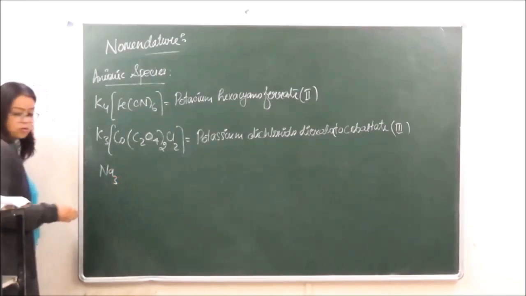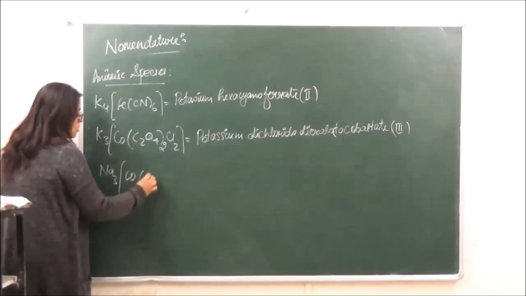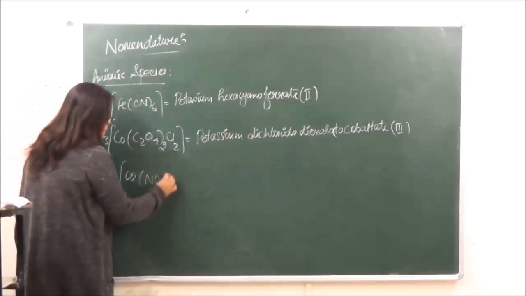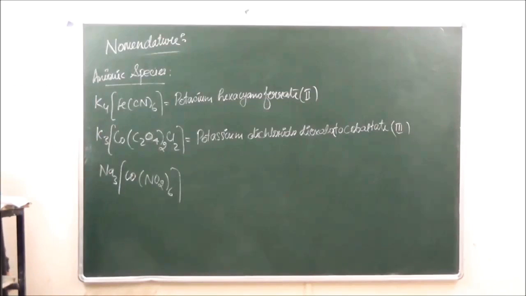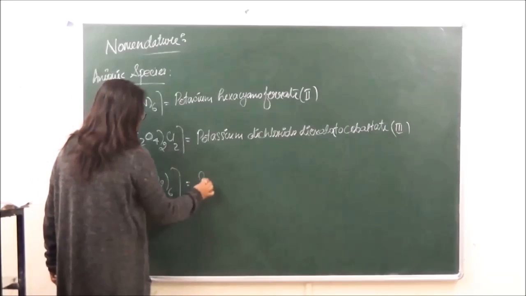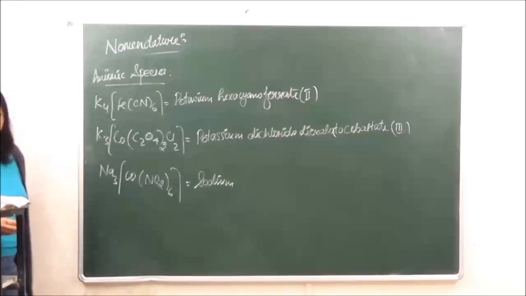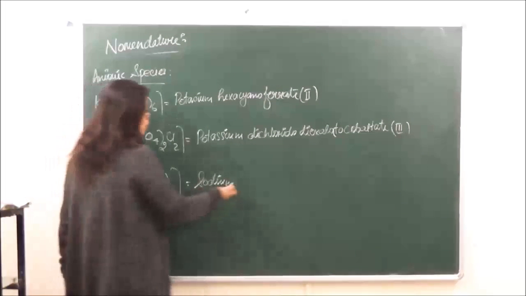We have Na3 Co NO2 whole 6. Okay? What will be its name? The counter ion over here is sodium. So you write sodium, and we have hexanitro. You can also write it as nitrito-N, or you can also write it as nitro. Both are correct.